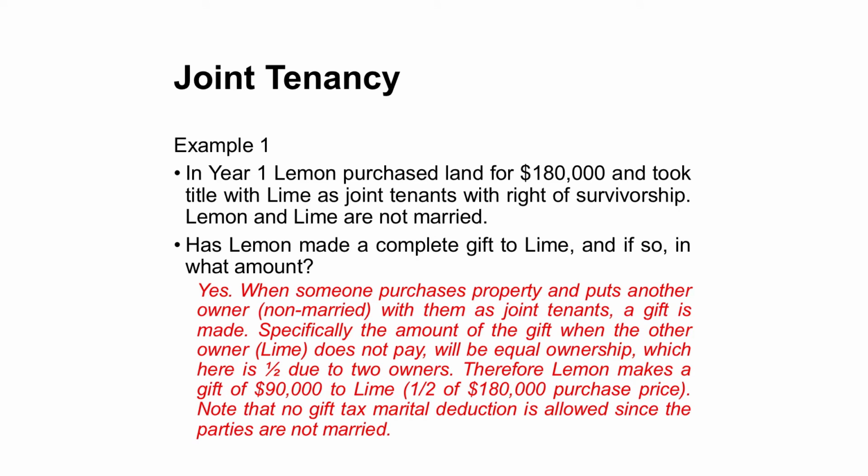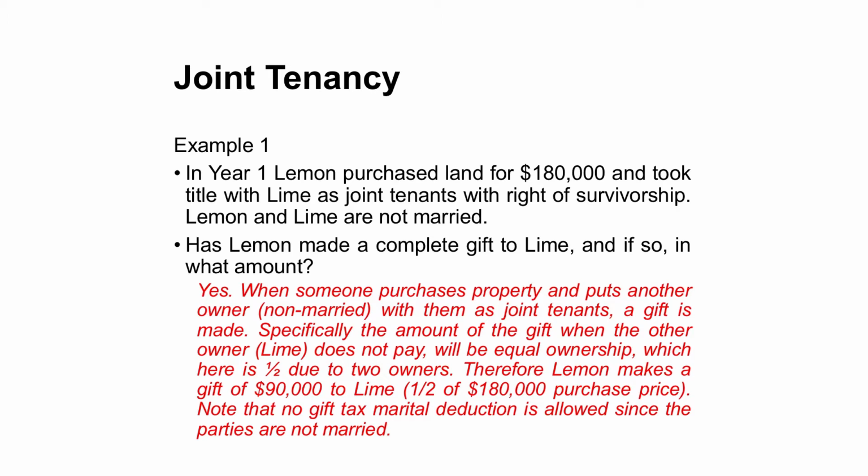And again, the examples we're dealing with all kind of involve the same situation. Example 1, so in year 1, Lemon purchases land for $180,000 and took title with Lime as joint tenants with right of survivorship. Lemon and Lime are not married. Has Lemon made a completed gift to Lime, and if so, in what amount?